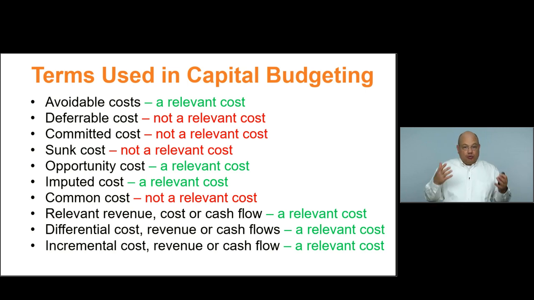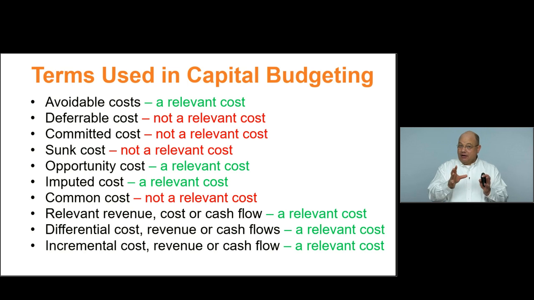Okay? So we're looking for the items that are different between option A and option B, and those are the relevant revenues, costs, or cash flows. We're going to spend a lot of time talking about those relevant cash flows and how we calculate those amounts.